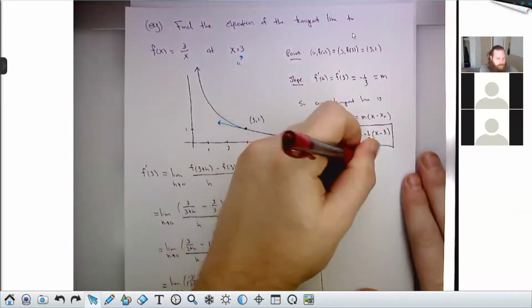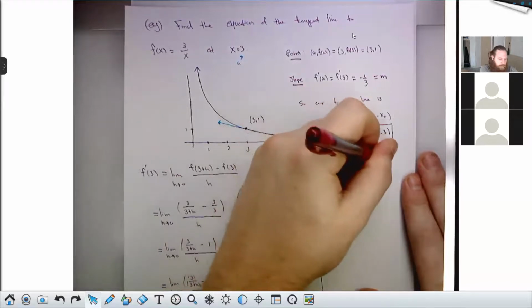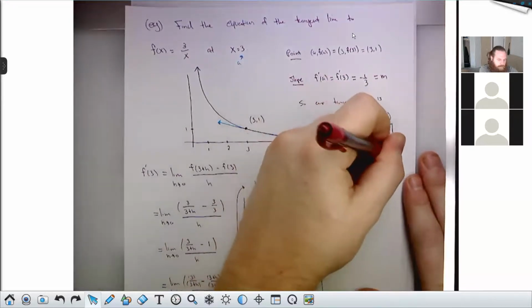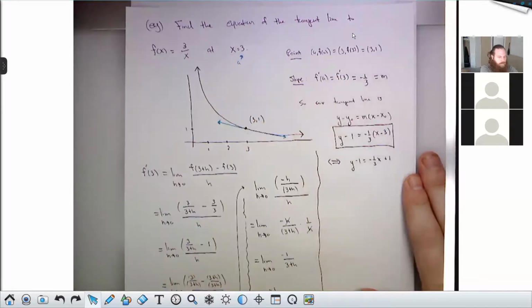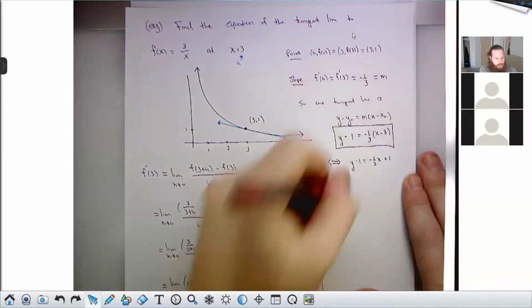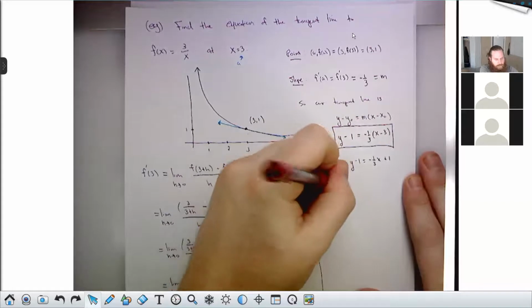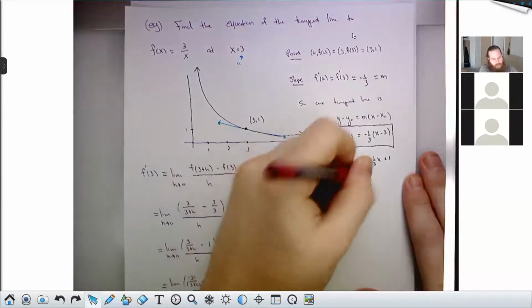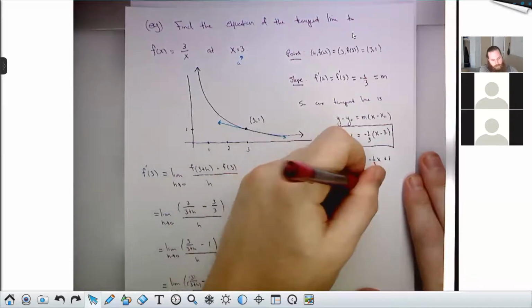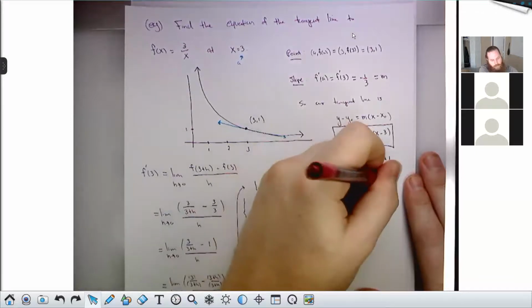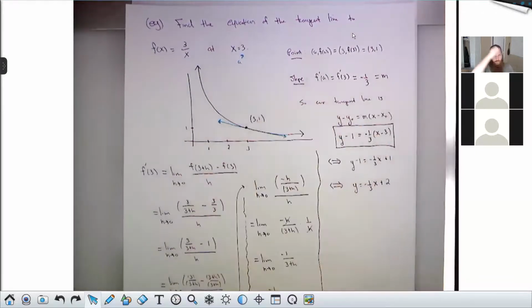Y minus 1 equals negative 1/3 x plus negative 3 times negative 1/3, which is positive 1. And then you add 1 to both sides. You get y equals negative 1/3 x plus 2. But the boxed answer here is perfectly acceptable. Nothing wrong with this. If you want to write it like this, you can, but you definitely don't have to. And on a test, I wouldn't waste time.